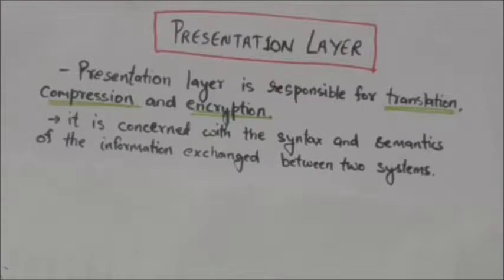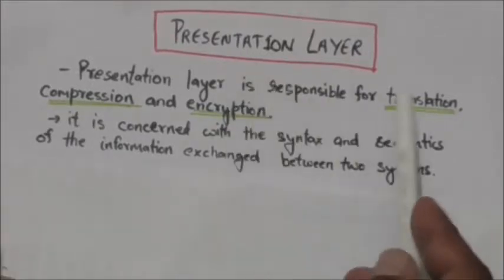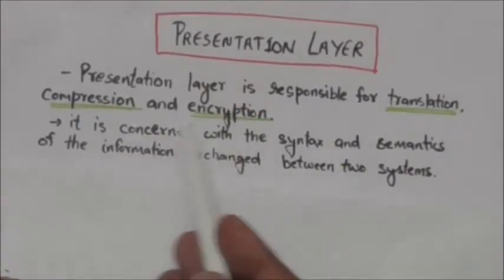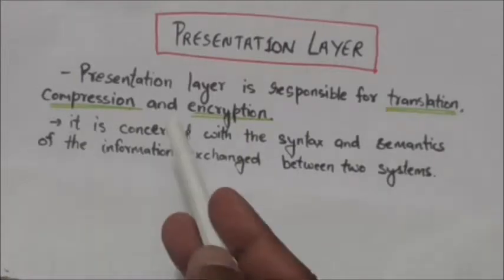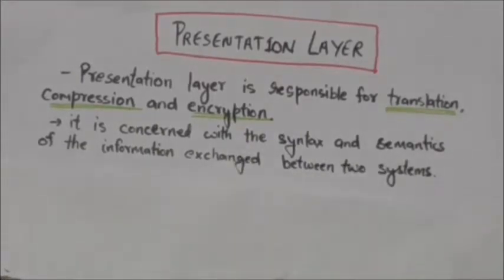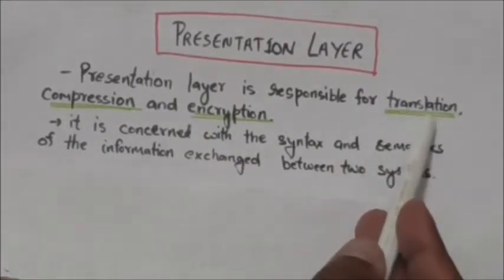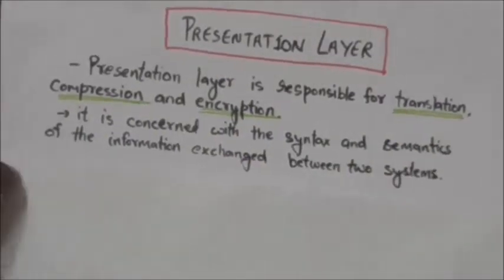The presentation layer is the sixth layer of the OSI model, and this presentation layer is responsible for translation, compression and encryption. This layer is concerned with the syntax and semantics of the information exchanged between two systems. So as I told you, the presentation layer is responsible for translation. So what does it mean?